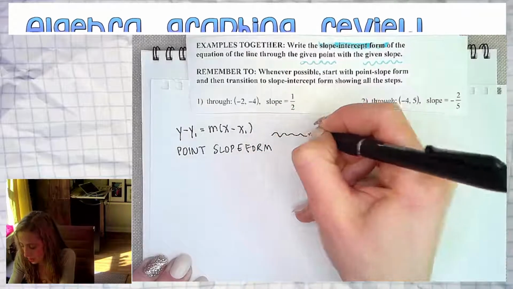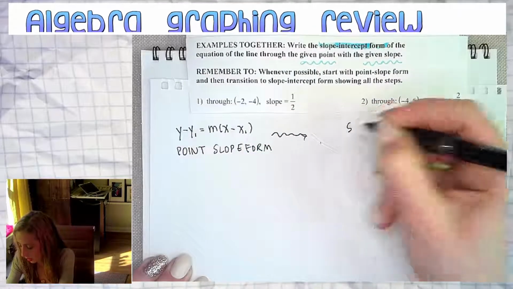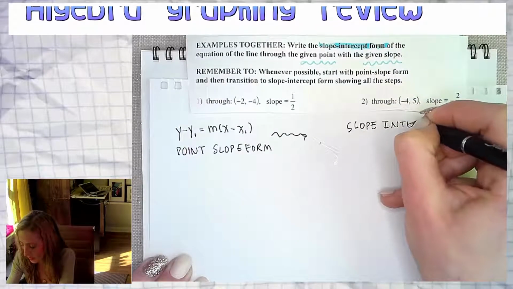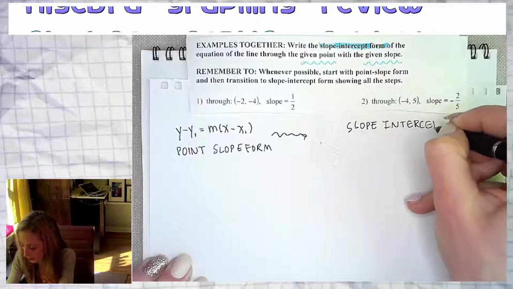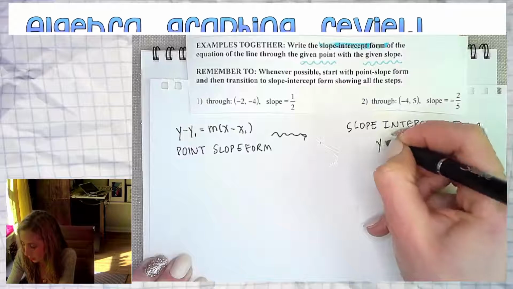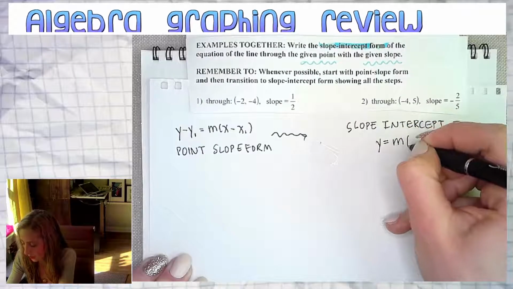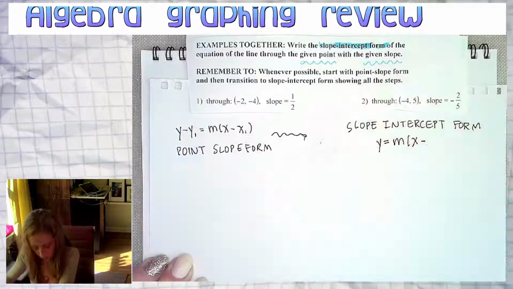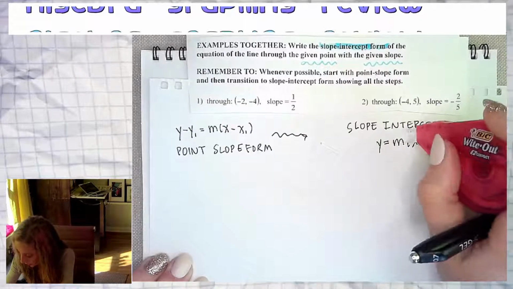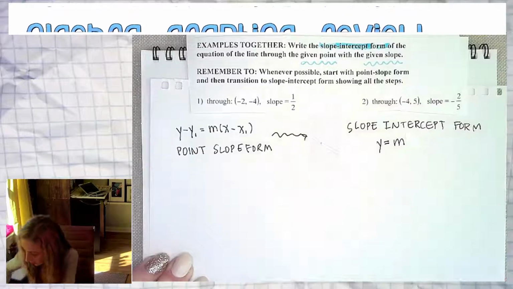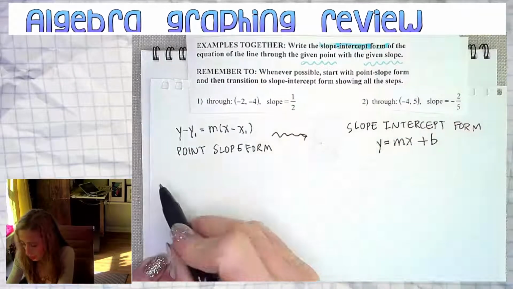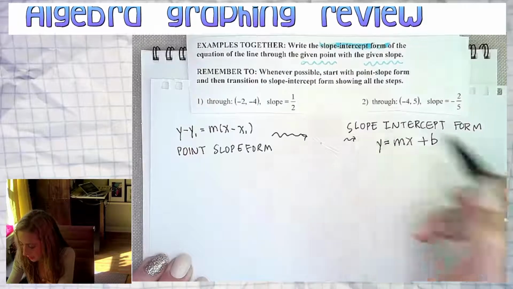And then we're going to transition to, I'm labeling it above this time. Slope-intercept form. So I'm just writing this underneath both examples so I don't forget, nice and big. Slope-intercept form, which is y equals mx plus b. How will we do that? How will we get to this?